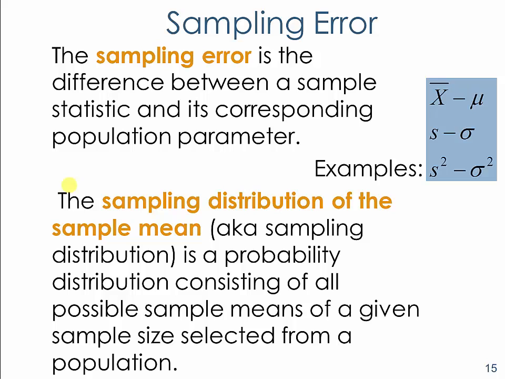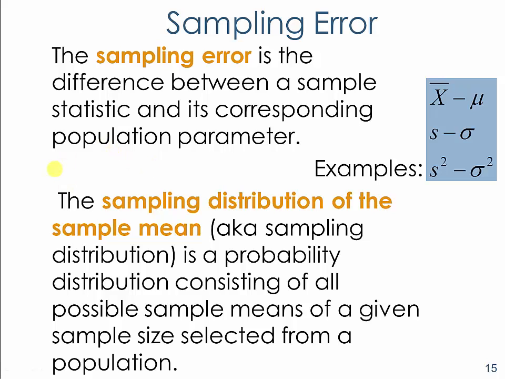The difference between a population parameter and the corresponding sample statistic is called the sampling error. So we could have a difference between the x bar, which is our sample mean, and the mu, which is our population mean, or standard deviation, the sigma, which is the sample standard deviation and the population standard deviation, and the variance difference as well. And that's called the sampling error.